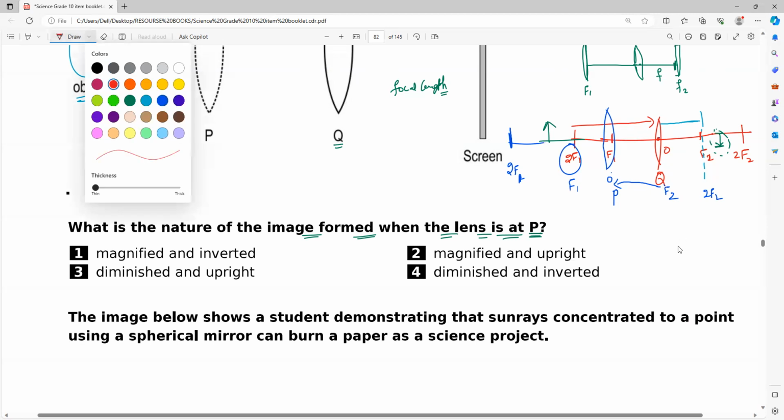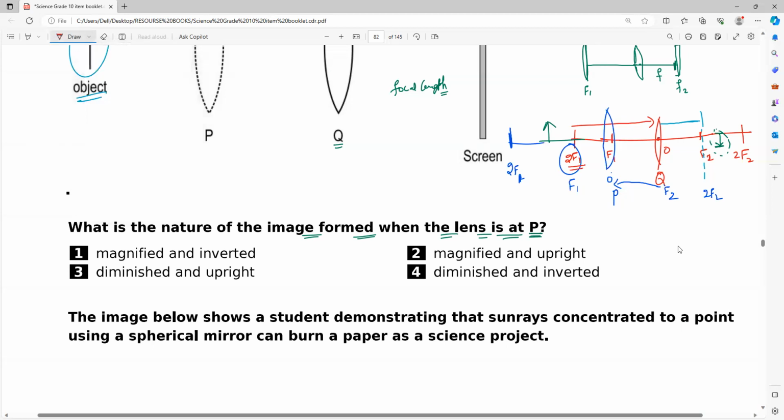So before, the object was beyond 2F1. Now the object is coming between F1 and 2F1. Now where will the image form? Beyond 2F2. So what are the characteristics? Real, inverted and magnified image.